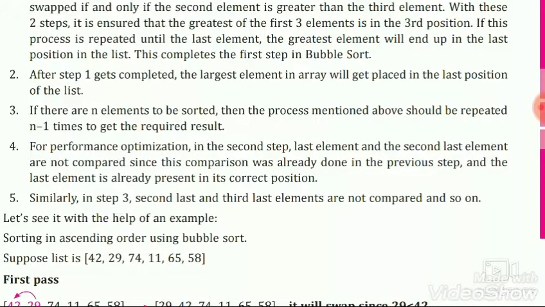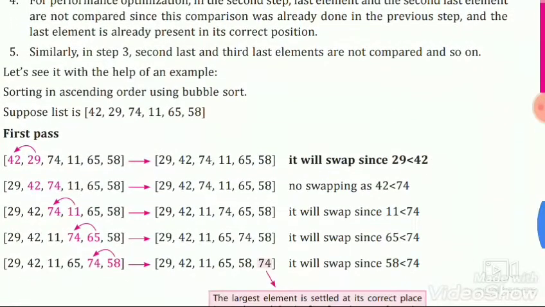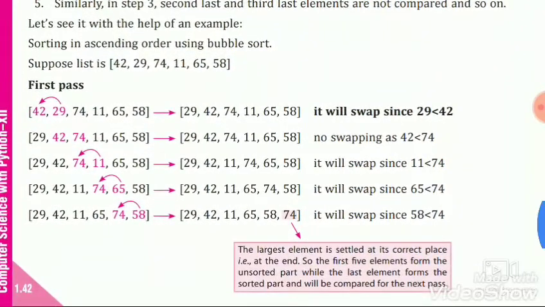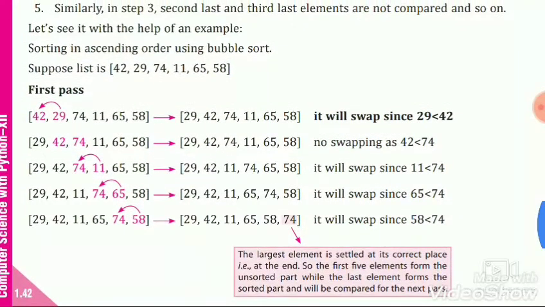So let's see it with the help of an example. Sorting in ascending order using bubble sort. Suppose the list is 42, 29, 74, 11, 65 and 58. So here we can see in the first pass it will swap, since 29 is less than 42.